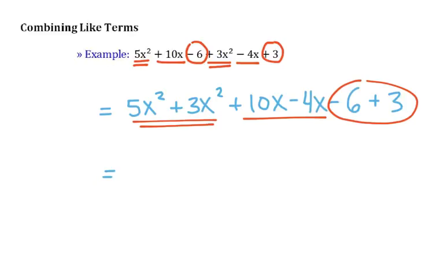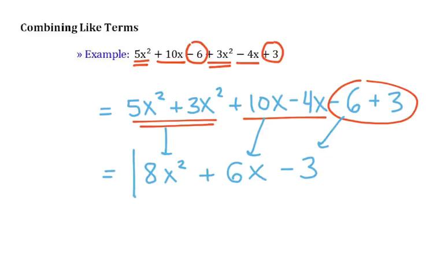So 5x squared plus 3x squared gives us 8x squared. 10x minus 4x gives us 6x. And negative 6 plus 3 gives us negative 3. So our final cleaned up expression here is 8x squared plus 6x minus 3. And that is combining like terms.